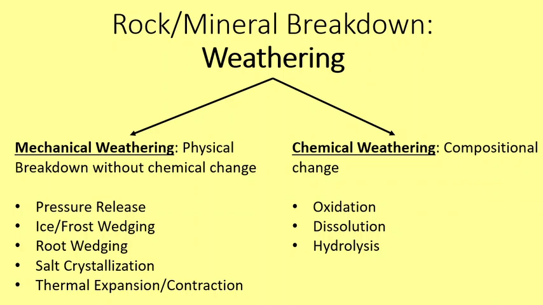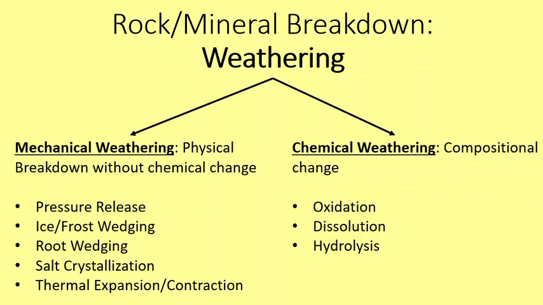Hi, everyone. So today we're going to cover chapter 6 in the ebook, which is weathering. And in this case, by weathering, we mean the breakdown of pre-existing rock at both the mechanical and the chemical level. So over there on the left, mechanical weathering processes involve rock breakdown without chemical change.